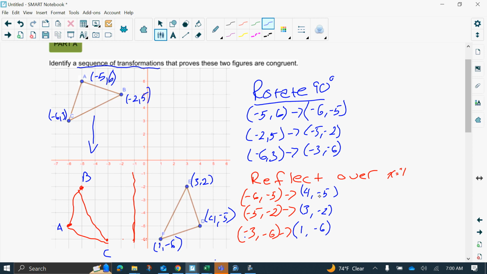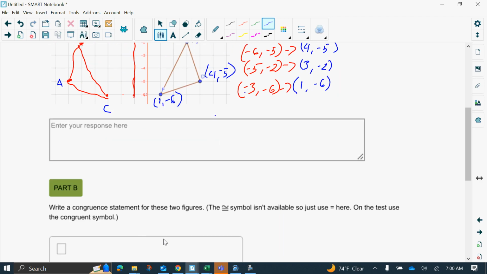And so 4, negative 5 is D. 3, negative 2 is E. 1, negative 6 is F. And so they match. And so: rotate by 90 degrees, then reflect over x equals negative 1.